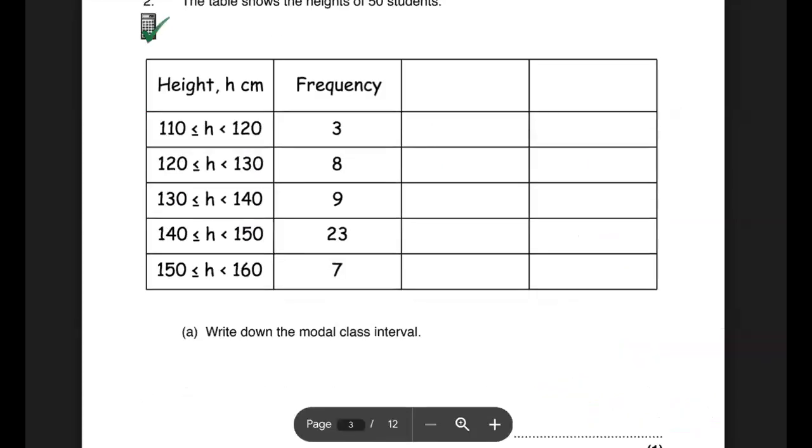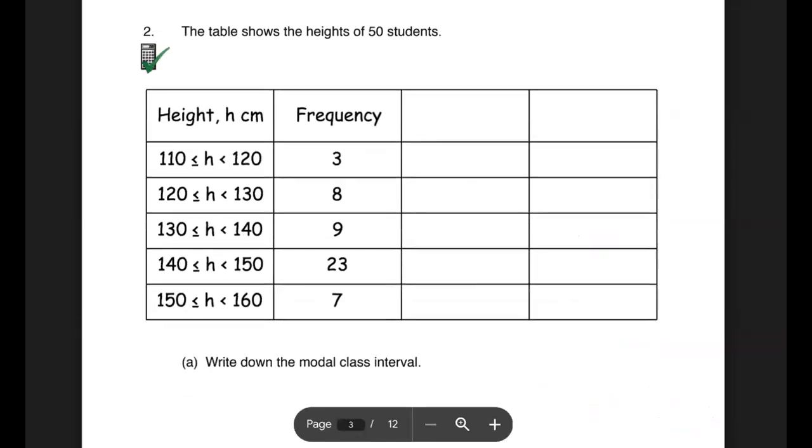I'm going to give another example. The same thing too, you put the midpoints there, and the fx there. What's the midpoint between 110 and 120? You add them together and divide by 2, like I told you earlier. It gives you 115. 120 plus 130 divided by 2 gives you 125. 130 plus 140 divided by 2 gives you 135. 140 plus 150 divided by 2 gives you 145. 150 plus 160 divided by 2 gives you 155.